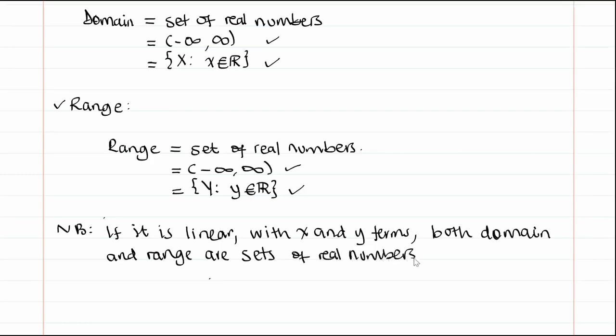So you just have to be careful. Examine, confirm that it is linear, check through the linear equation. If there is a term in x and a term in y, it means both the range and the domain will be sets of real numbers. And then you can express them in either interval notation or set builder notation. Otherwise, this is the solution to example 2.